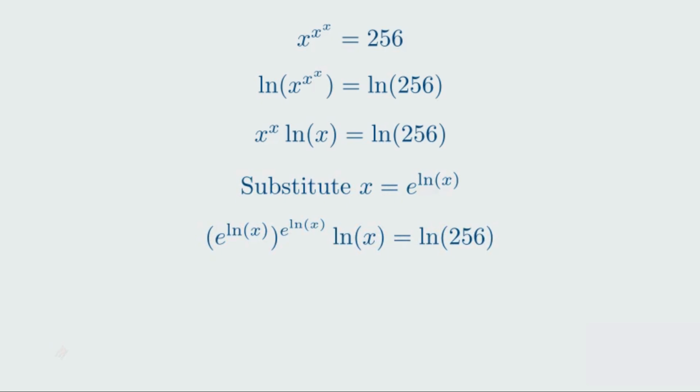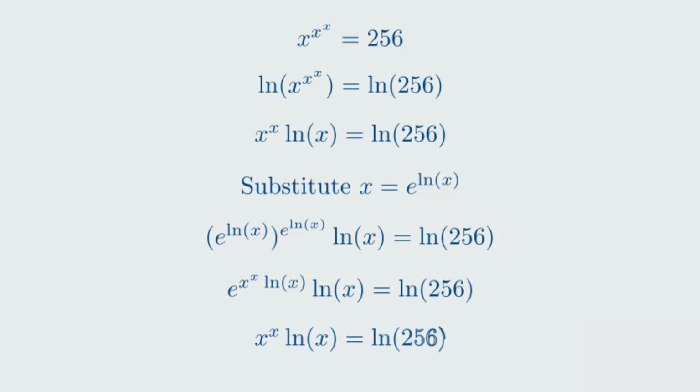Using the exponent rule, a to the b to the c equals a to the bc. The exponents multiply. So we have e to the power of ln x times e to the ln x. This is not correct. The exponent in the first part is x to the x. So we have e to the ln x raised to the power of x to the x. This becomes e to the power of x to the x times ln x. Wait, this is the same as the step we had before, just written differently. We're on the right track. We are at the equation x to the x times ln x equals ln 256.